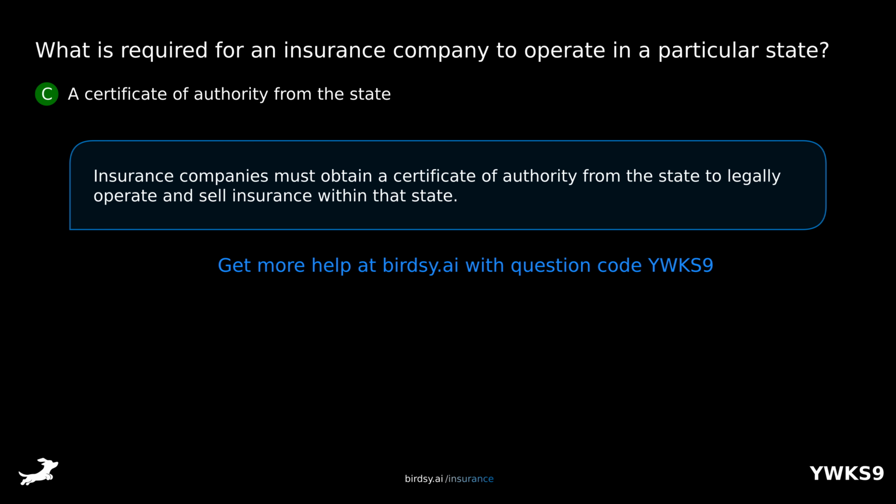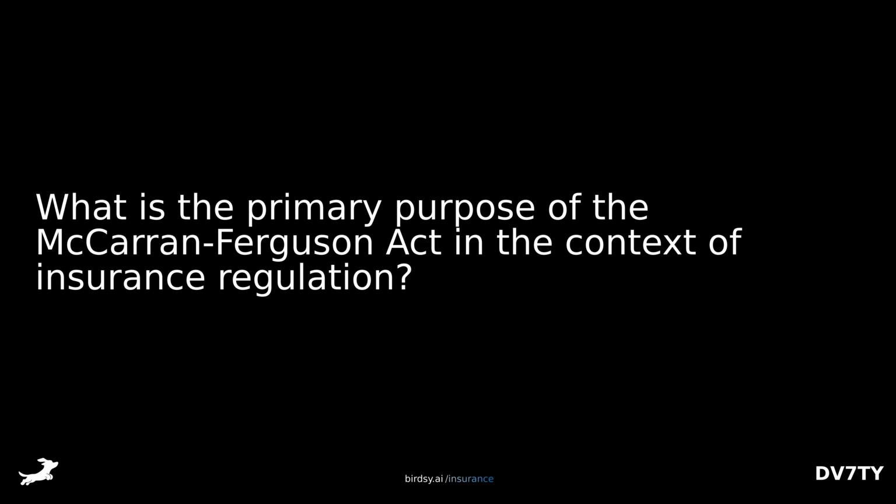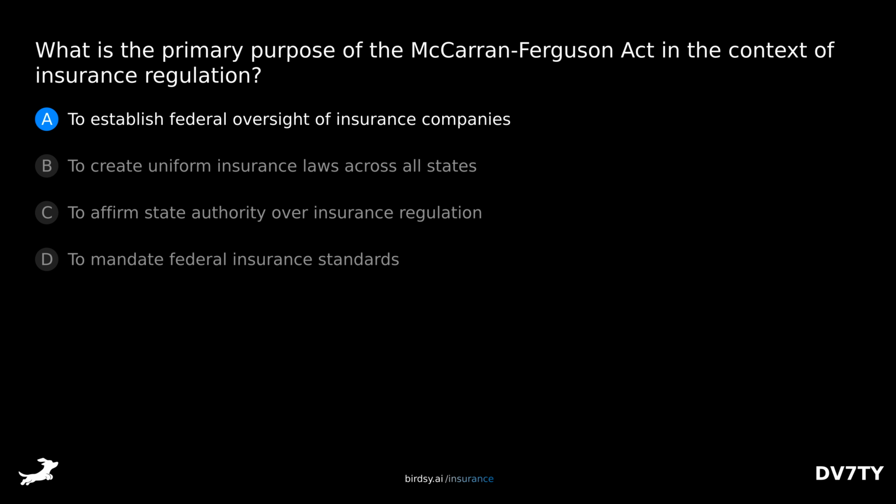Insurance companies must obtain a certificate of authority from the state to legally operate and sell insurance within that state. What is the primary purpose of the McCarran-Ferguson Act in the context of insurance regulation? Is it A, to establish federal oversight of insurance companies? B, to create uniform insurance laws across all states? C, to affirm state authority over insurance regulation? Or D, to mandate federal insurance standards? The answer is C, to affirm state authority over insurance regulation.